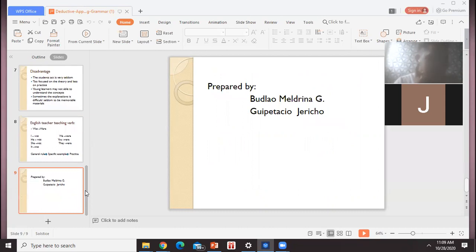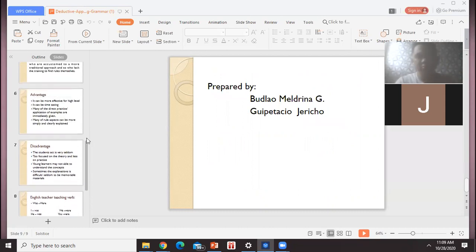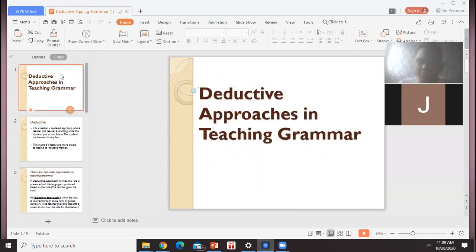So what is the difference between the inductive and deductive approach? The inductive approach is student-centered, while the deductive approach is teacher-centered, which is very different.